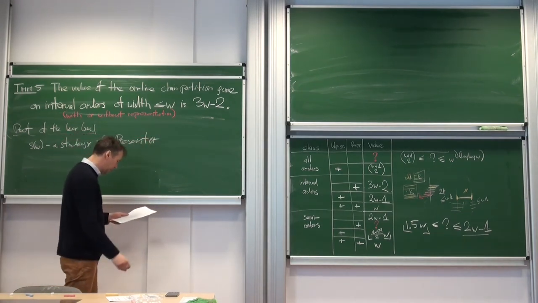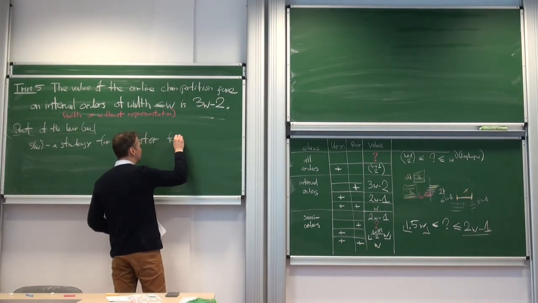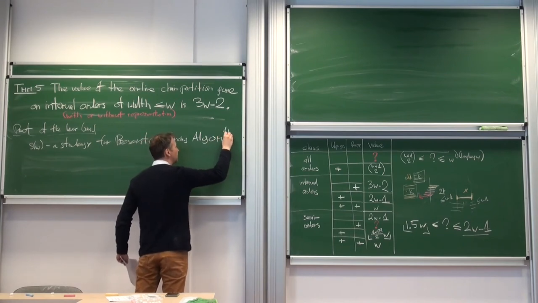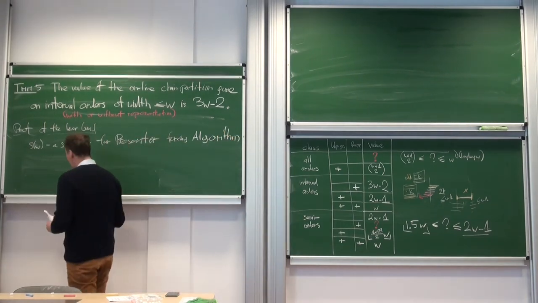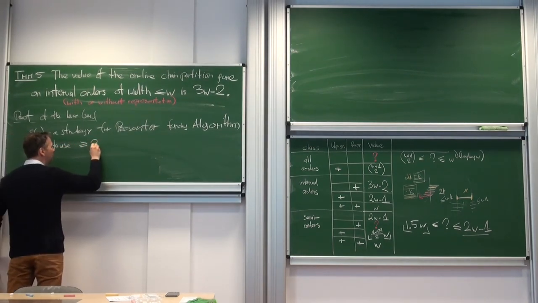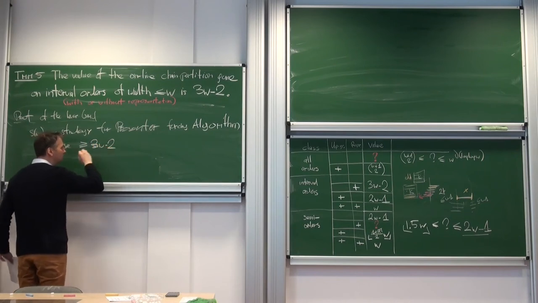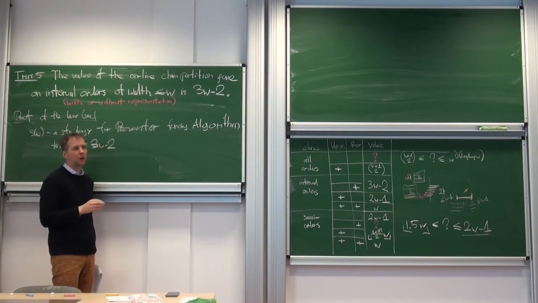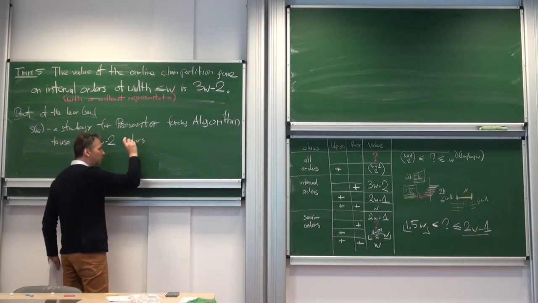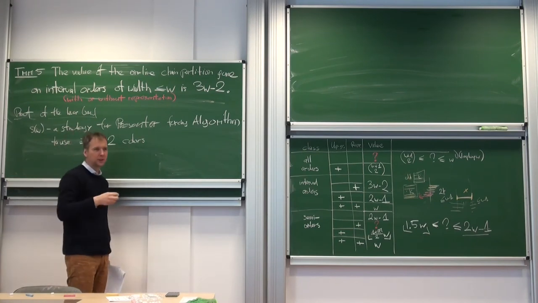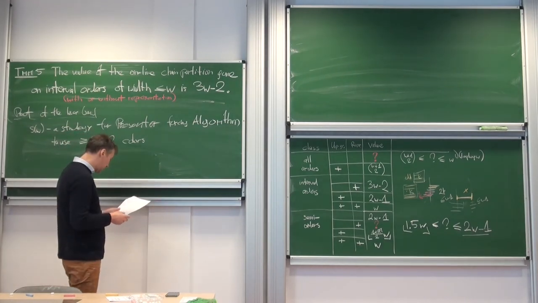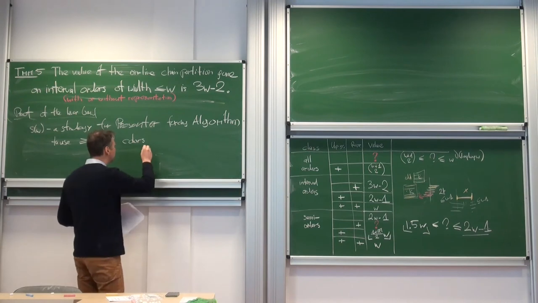that forces the algorithm to use at least 3W minus 2. Let me call them colors, because when playing with intervals, it's more natural to discuss colorings than chains. It's just the name. Colors on a collection of intervals.